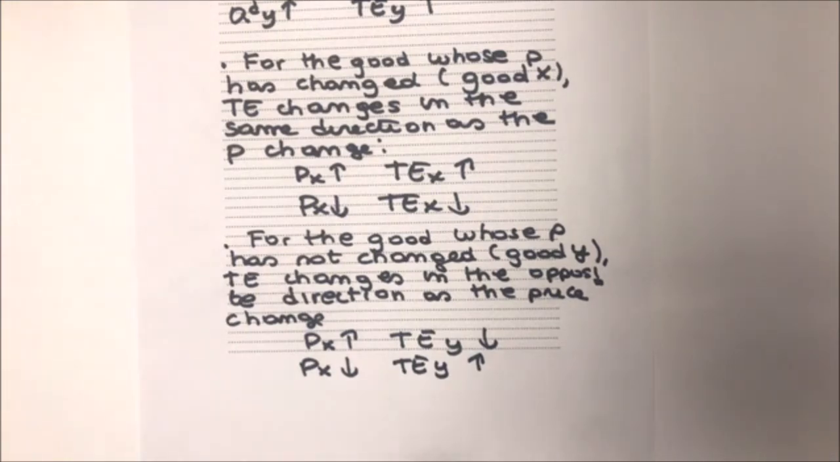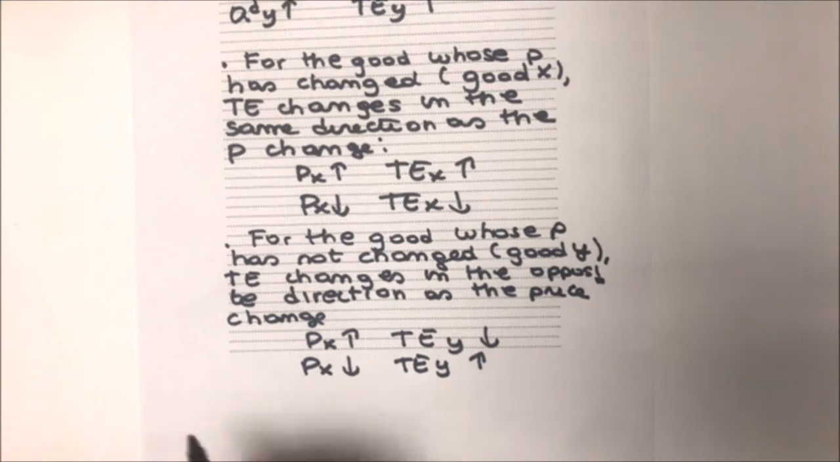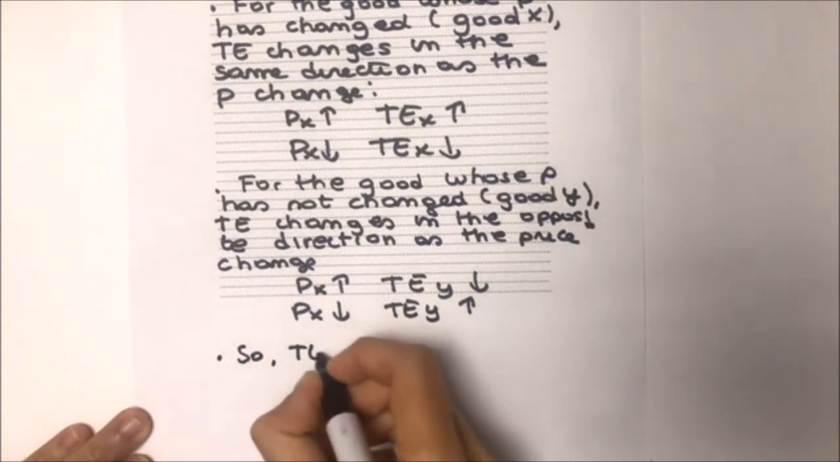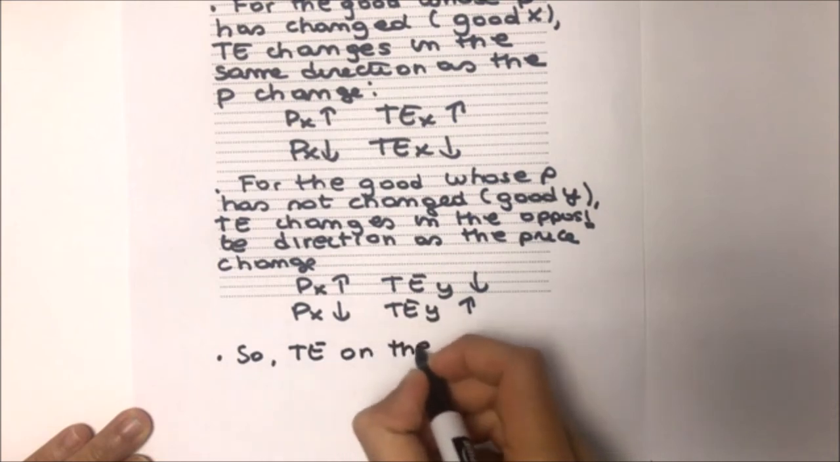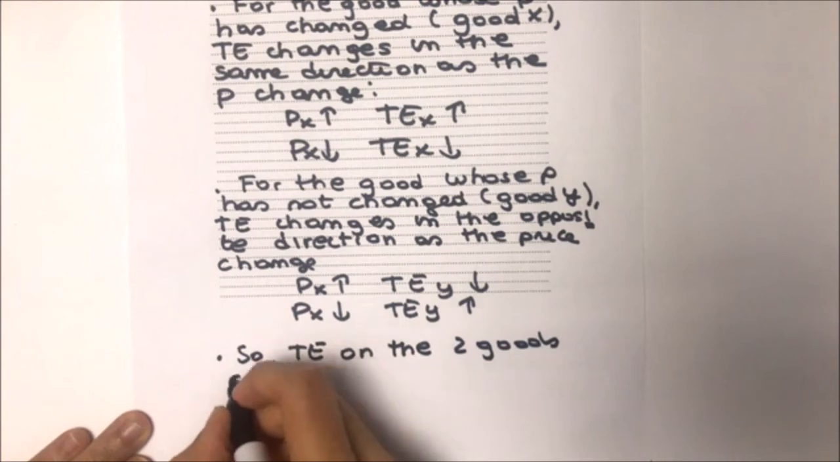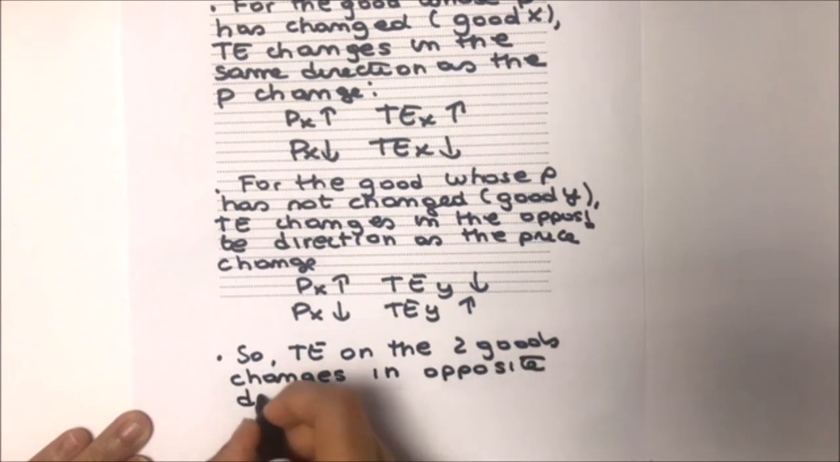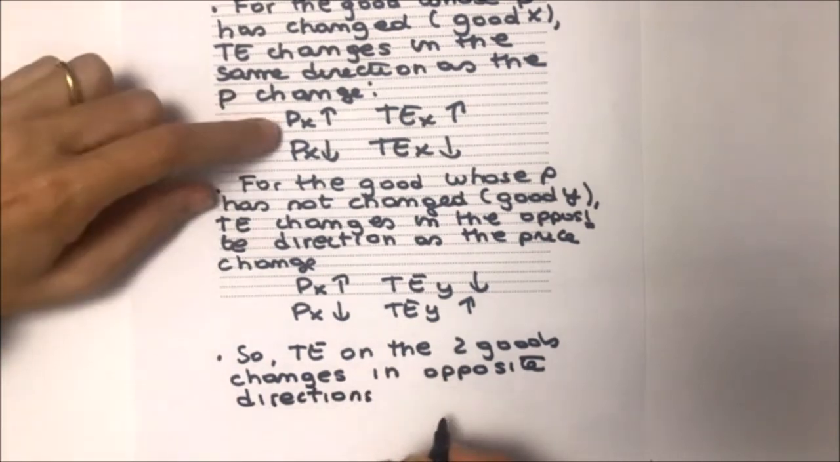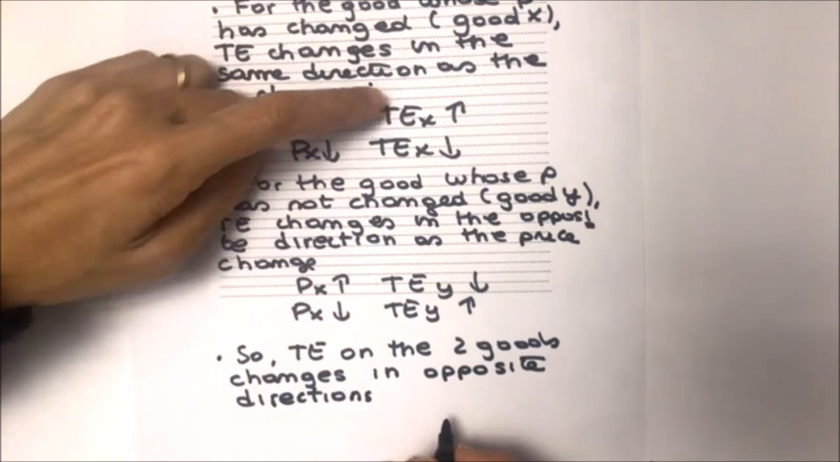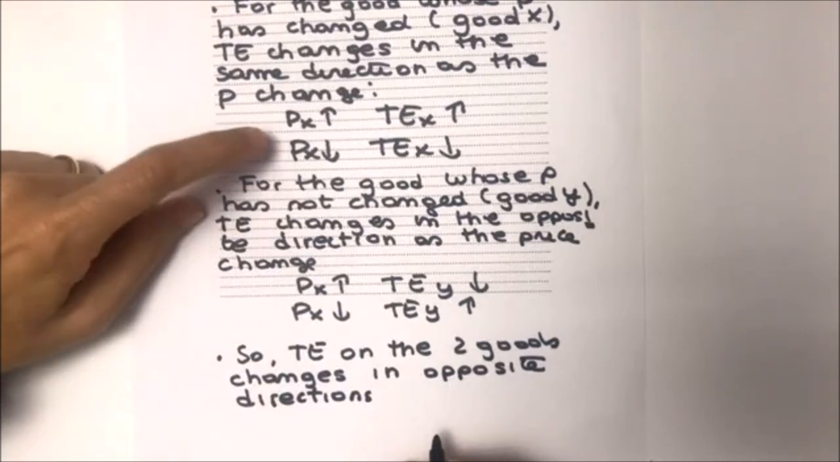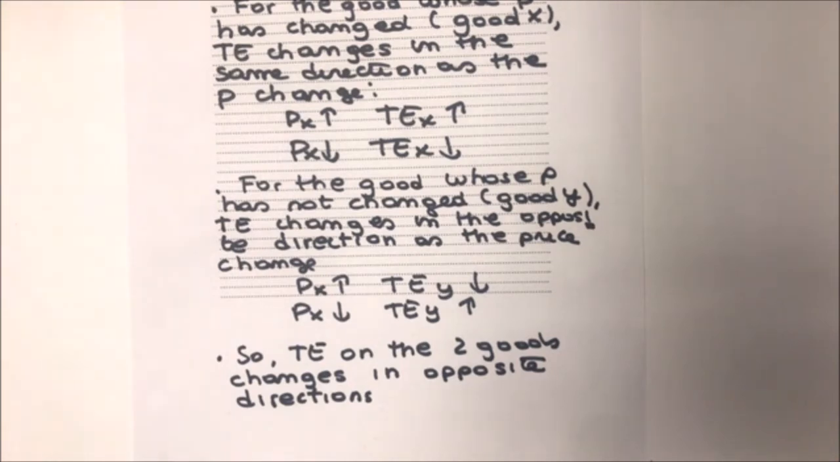So basically, total expenditure on the goods always changes in opposite directions. When total expenditure on good X increases, total expenditure on good Y decreases. Okay, and we are going to write this as well. So total expenditure on the two goods changes in opposite directions. I repeat, why? You see, when you have an increase in the price of X, total expenditure on X increases and total expenditure on Y decreases. When you have a decrease in the price of X, total expenditure on X decreases and total expenditure on Y increases. So it is in opposite directions, okay?